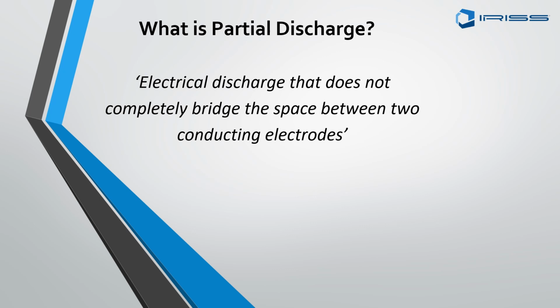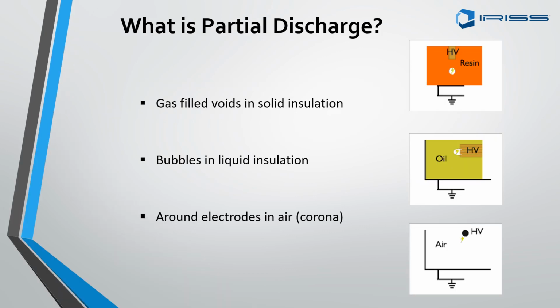So what's partial discharge? Partial discharge is basically an electrical discharge that does not completely bridge the space between two conducting electrodes. That sounds kind of complicated, but what it really means is that it's like a spark plug, a spark gap that's taking place. A discharge of not all of the energy, but some of the energy, the potential electrical energy between two different voltage level components. Okay, so let's talk about this a bit more.